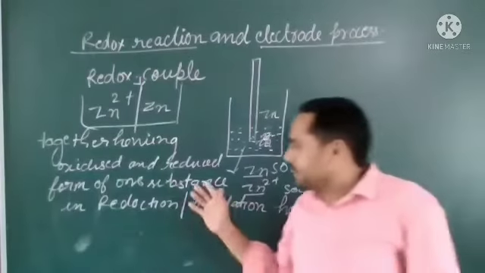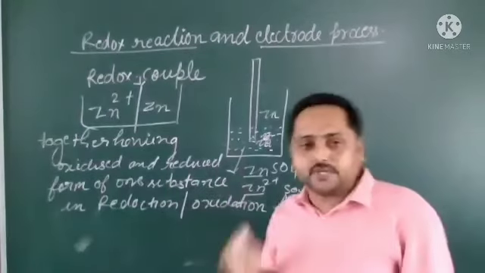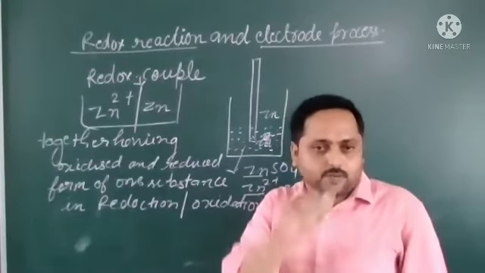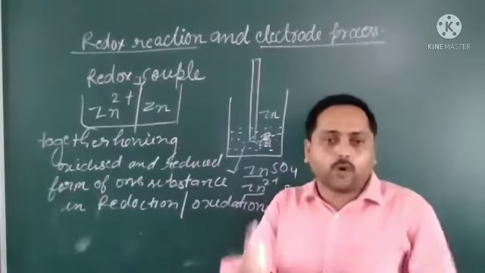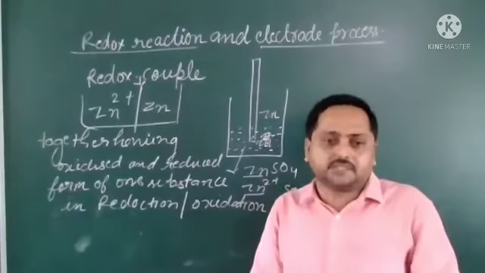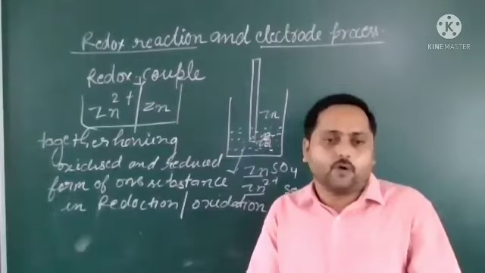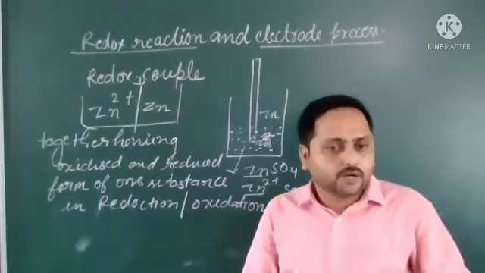A redox couple is represented by putting a slash or vertical line between the oxidized and the reduced form.